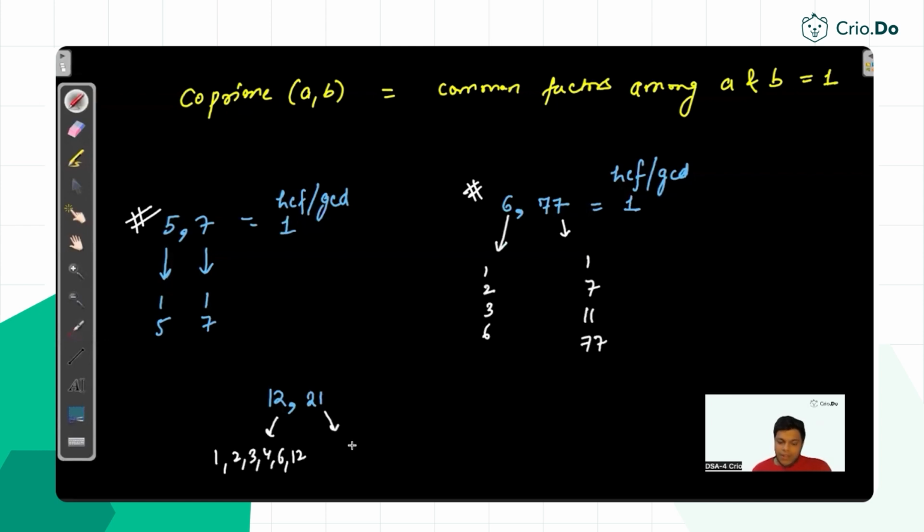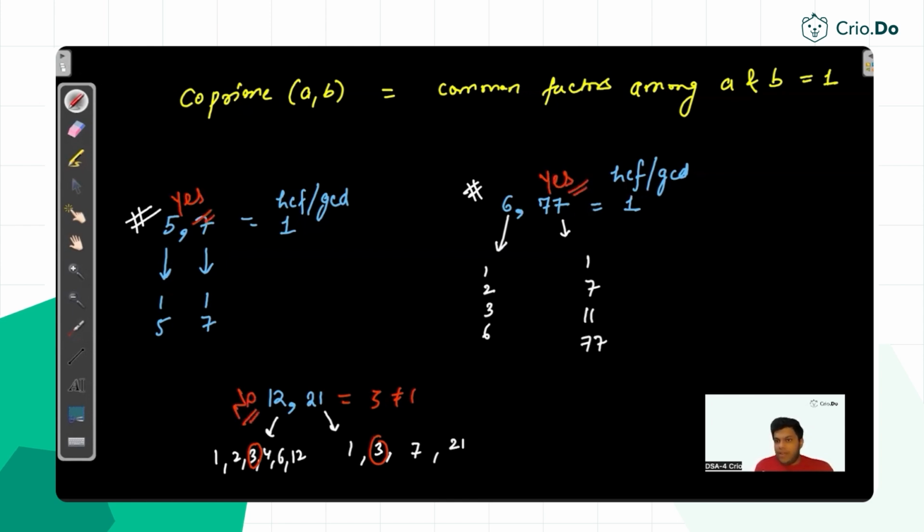What about 21? 21 will have a factor 1, and 21 itself. Every number has at least two factors, 1 and the number itself. Then there will be a factor 3, and there will be a factor 7. And I guess these are the only factors possible. We are not concerned with more factors because you can see 3 is common among both. And since 3 is not equal to 1, the highest common factor of 12 and 21 is at least 3, and it is not equal to 1. Hence, these numbers are not co-prime. So in the first cases, yes, they were co-prime, but in this case, no, they were not co-prime.